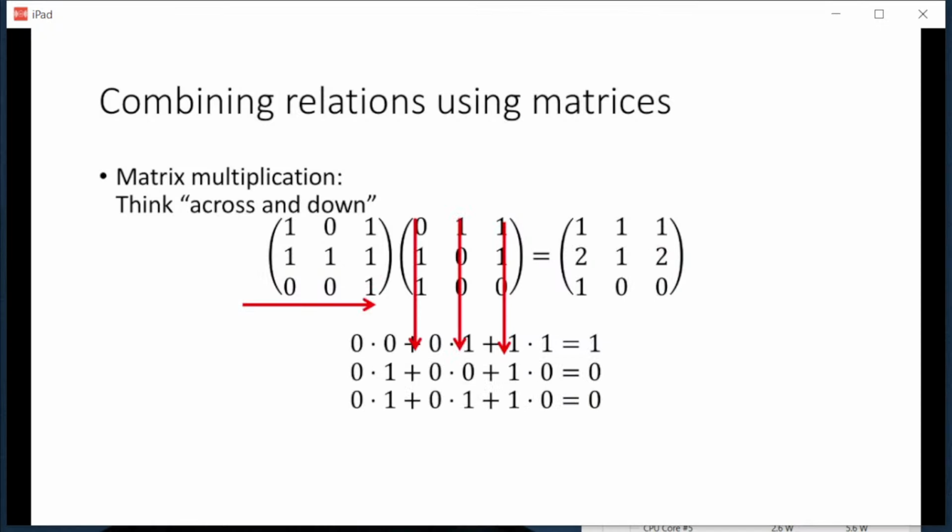Finally, the bottom row, I'll just do all 3 of those at once. Bottom row with the first column is 1. Bottom row with the second column is this one, it's 0. And then the bottom row with the third column is this math here, and that's also 0.